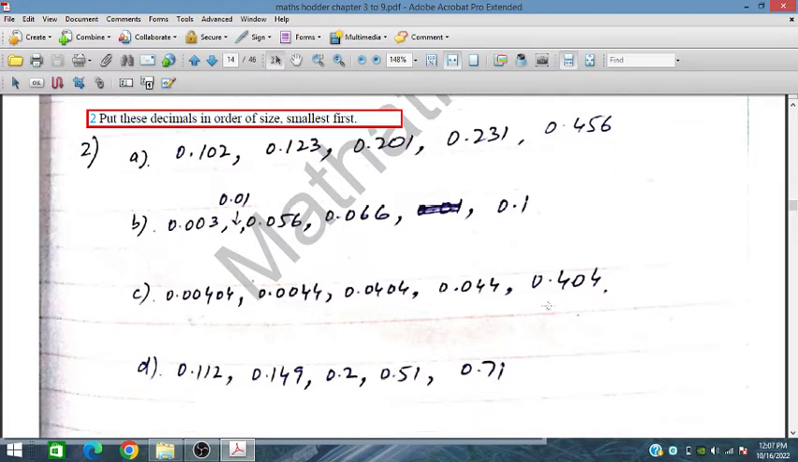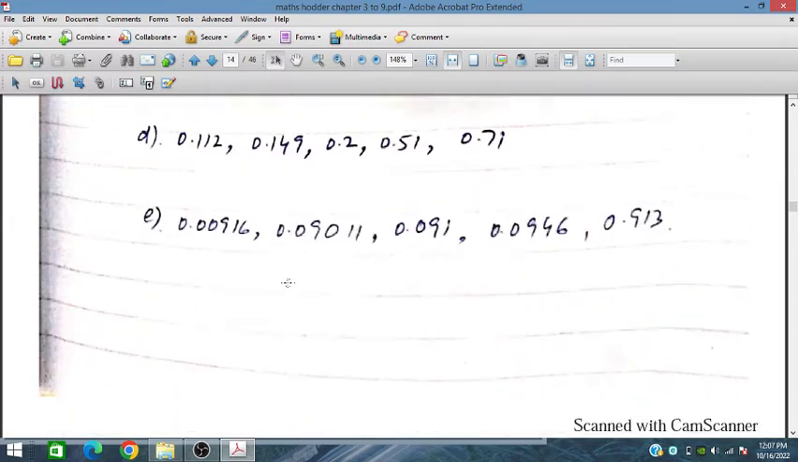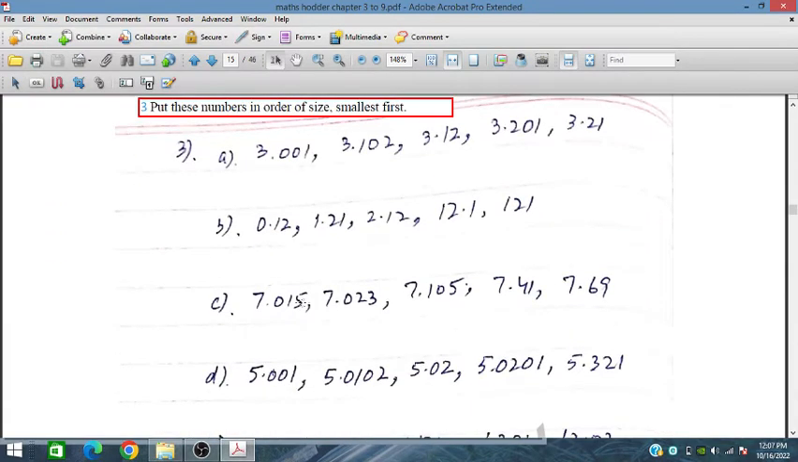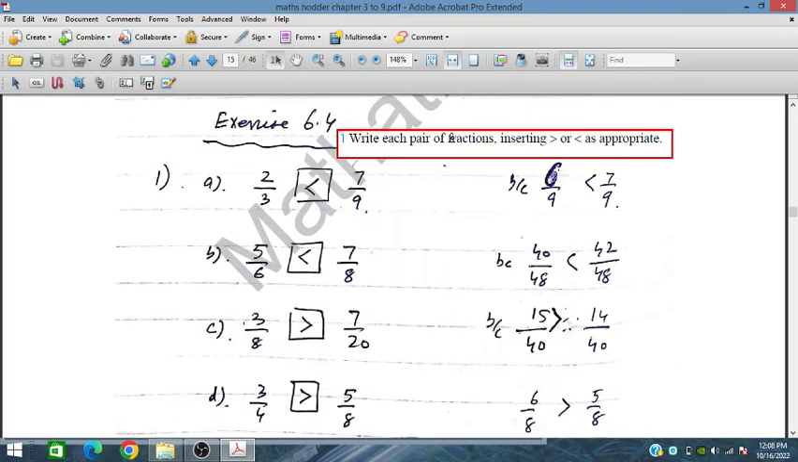Similarly for this. So these are easy things. Put these numbers in size order, smallest first. Similarly for this, 2 upon 3 is this. So just multiply this by 3 to make it 9. So this is 6 and this is 9. 6 upon 9 is less than 7 upon 9.